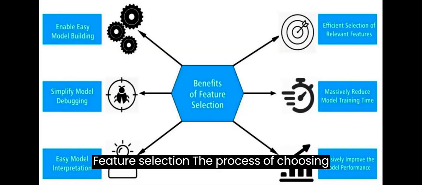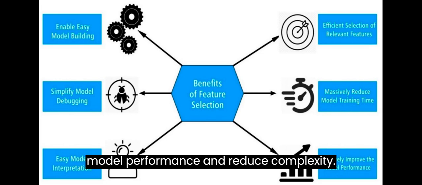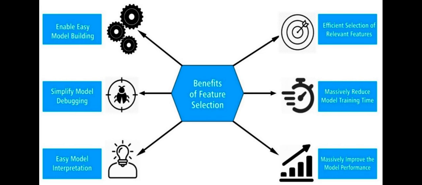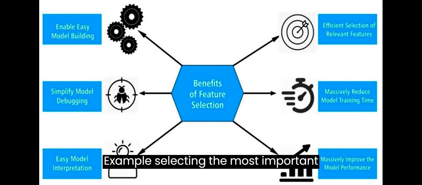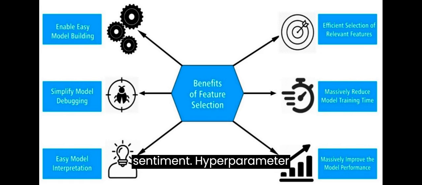Feature selection, the process of choosing a subset of relevant features to improve model performance and reduce complexity. Example, selecting the most important features for predicting stock prices, such as trading volume and market sentiment.